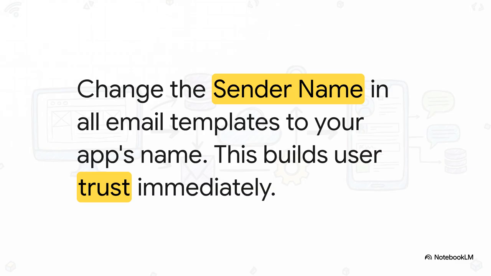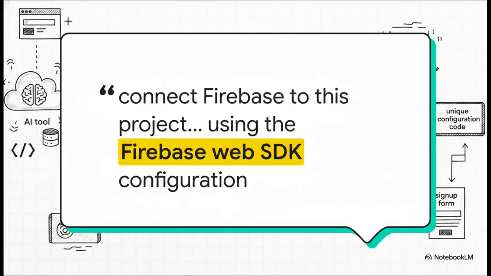Okay, now here is a tiny step that makes a huge difference for user trust. Firebase sends out automatic emails for things like verification, right? You have to go into those templates and change the sender name to your app's name. It's a small detail, but when a user gets that email, they need to know instantly who it's from. Don't skip this.